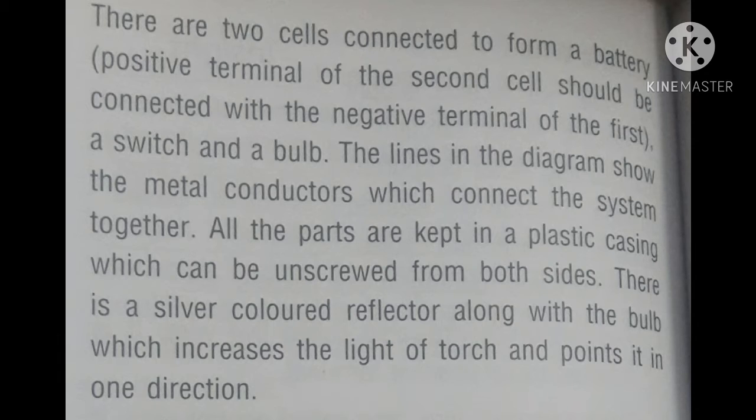For example, copper wires. All the parts are kept in a plastic casing which can be unscrewed from both sides. And there is a silver colored reflector along with the bulb which increases the light of the torch and points it in only one direction.